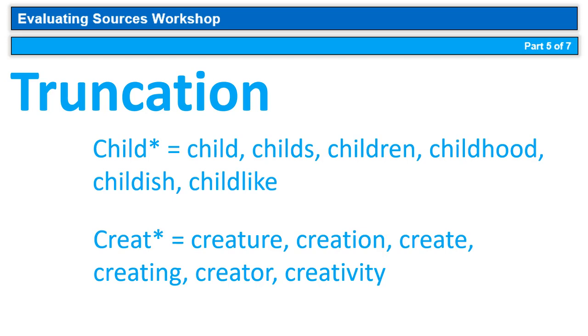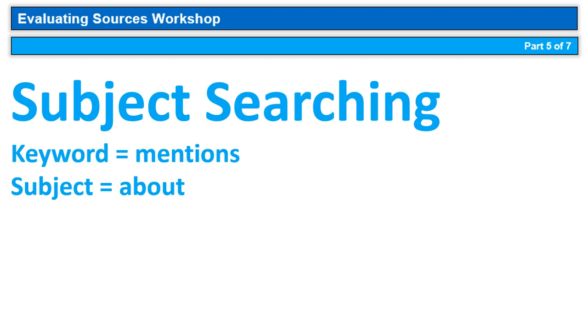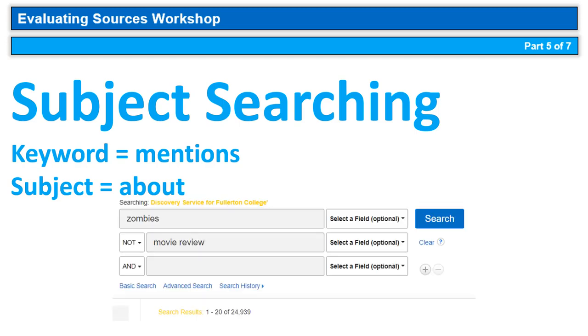And now let's look at the last tool. Remember, there are other search tools, but we will cover some of those in the next section. For now, let's take a look at subject searching. We know that keyword searches retrieve results that mention the search term. So how do we get to results that are about the search term? Subject searching. Let's take a look at a search.